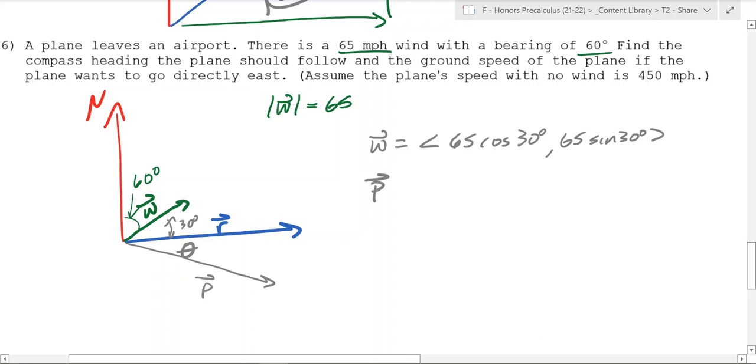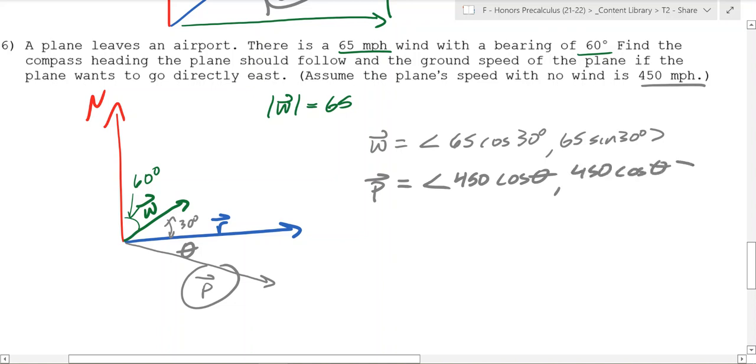The plane is going to push in that direction, but it's going to get blown to an easterly direction. We don't know what that is, but we know that it's going to have 450 miles an hour if there was no wind. So that's the magnitude of just this vector right here. So it's 450, but we don't know what that angle is. So it's going to be 450 cosine theta, or sorry, sine on this other side.